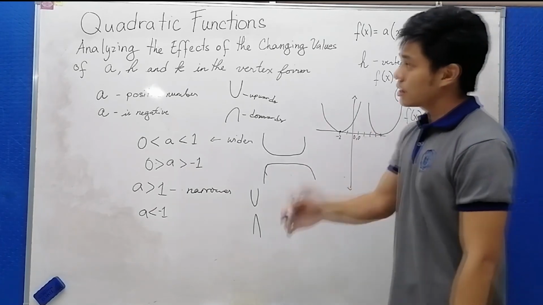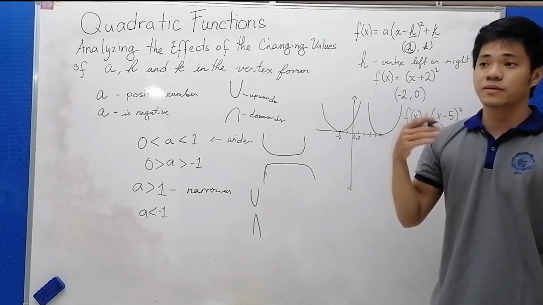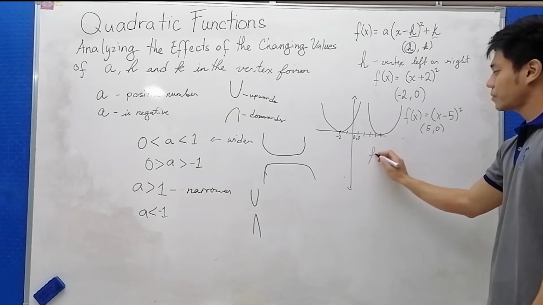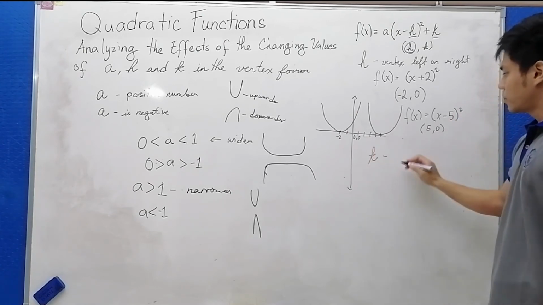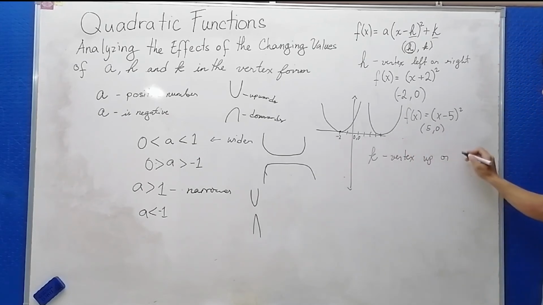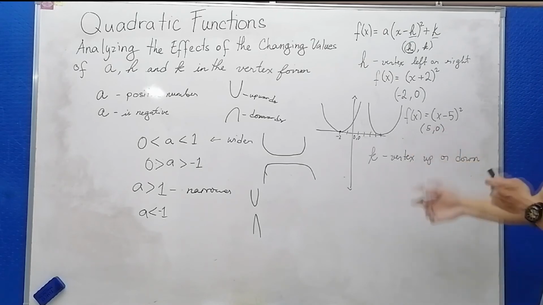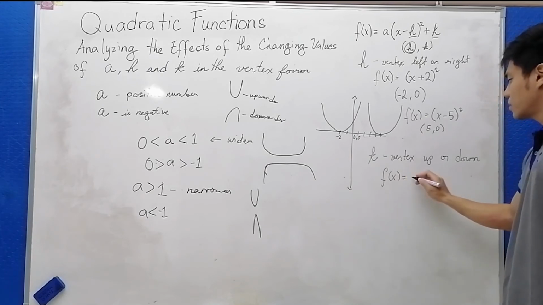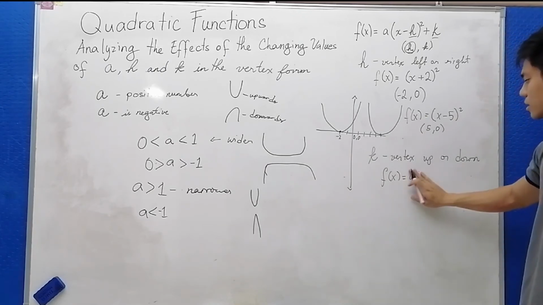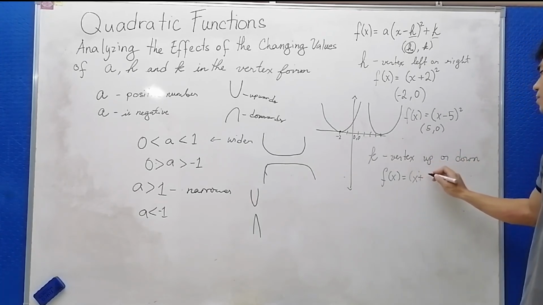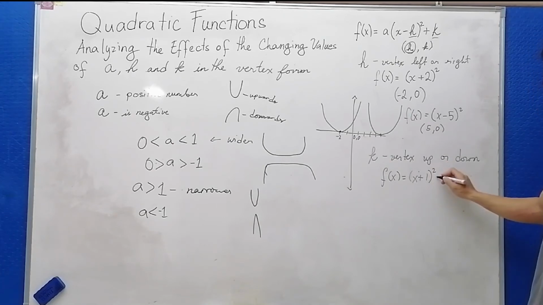So what about k? If we have h telling us if it moves left and right, k will tell us if it moves up or down in the Cartesian plane. So k will give us an idea if the vertex will move up or down. Okay, so let's take another example. We have f of x is equal to, let's say a is just 1, an ordinary parabola, (x plus 1) squared, then let's say plus 3.